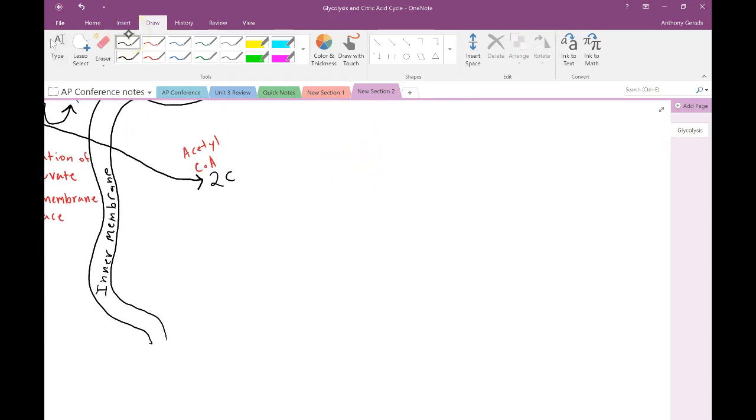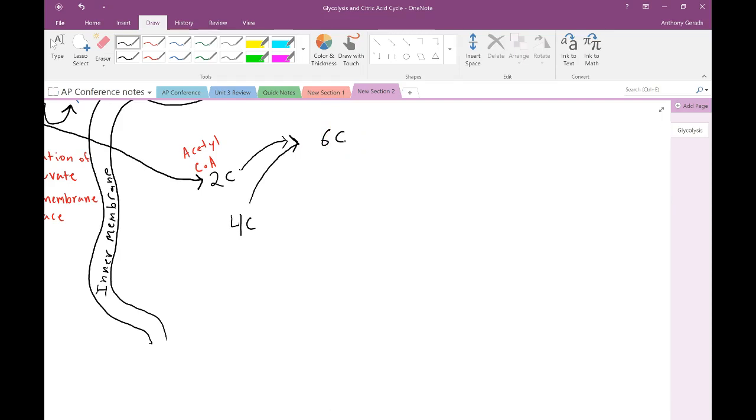So now the real step 2. Okay, so I brought in a 2 carbon. That's going to combine with a 4 carbon that I already had. What's 2 plus 4? 6. It now leaves me with a 6 carbon.